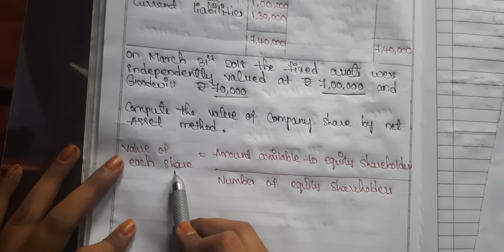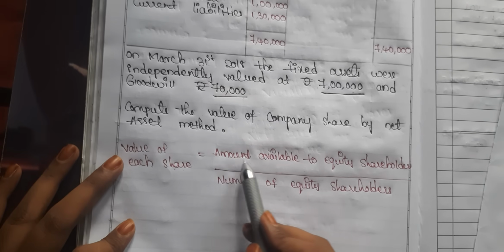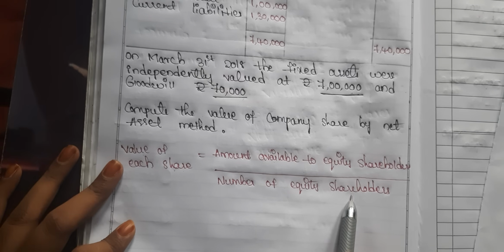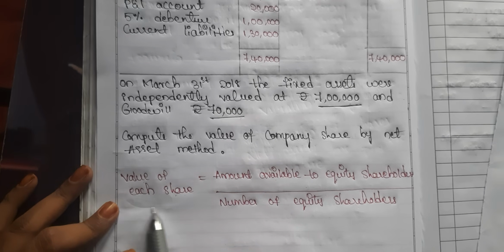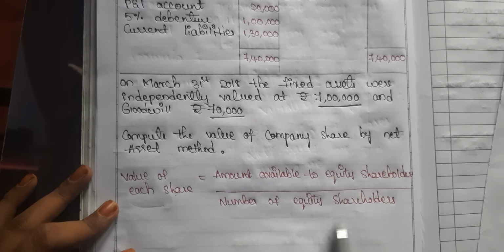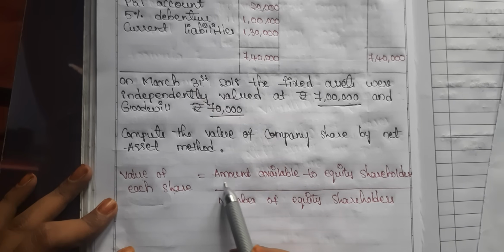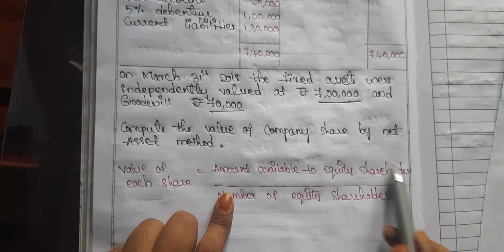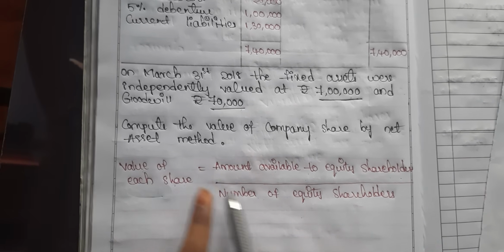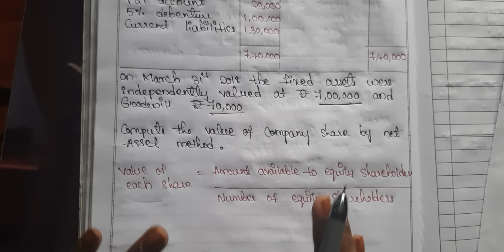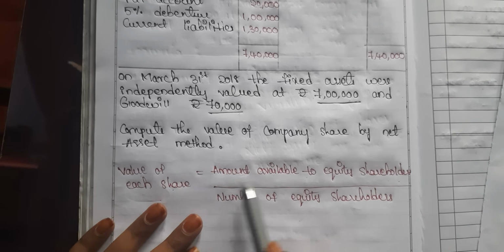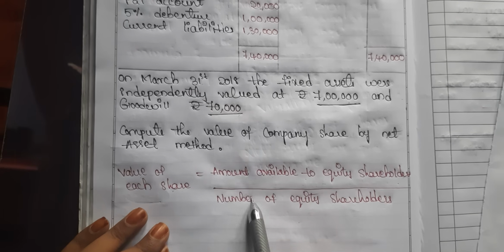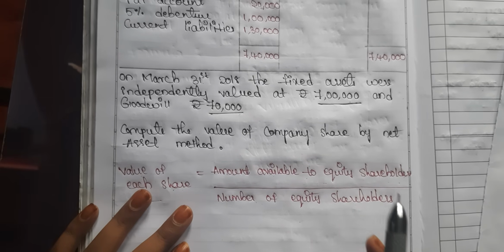Okay, what is the value of each share? Value of each share is equal to amount available to equity shareholders divided by number of equity shares. The value of each share they will give you in the question. The number of equity shares they will give you in the question. You just need to find out the amount available to equity shareholders. After finding this, if you substitute the values into this formula, you will get your net asset value. Getting my point?